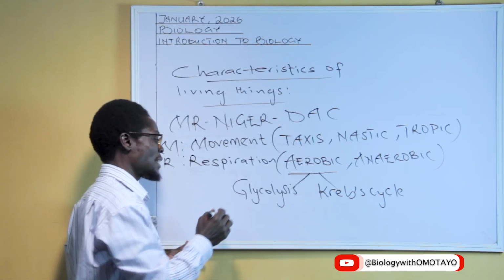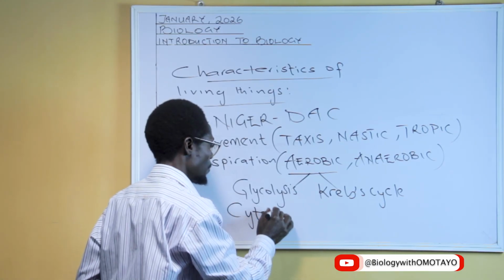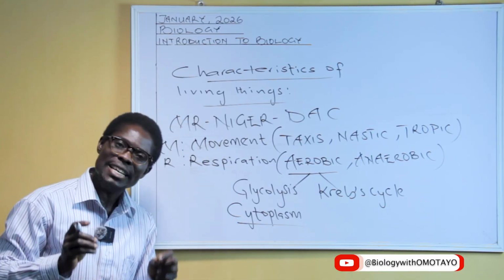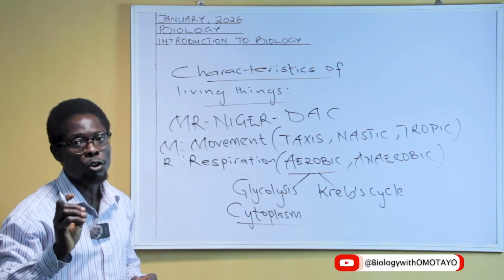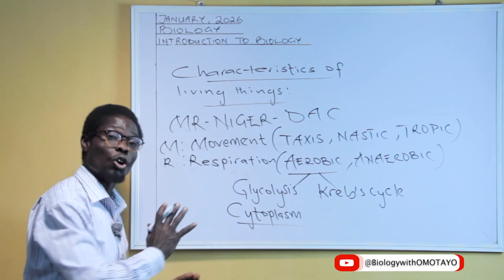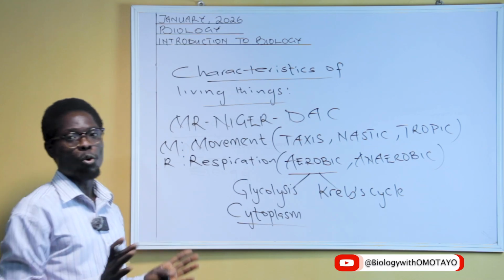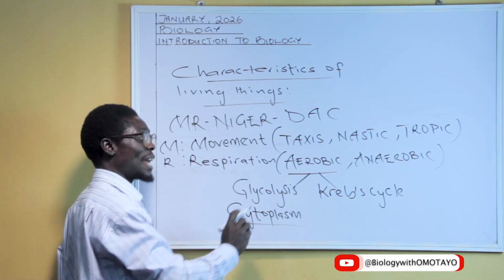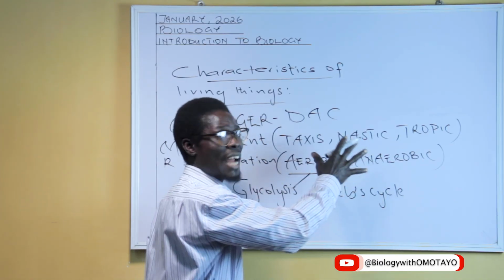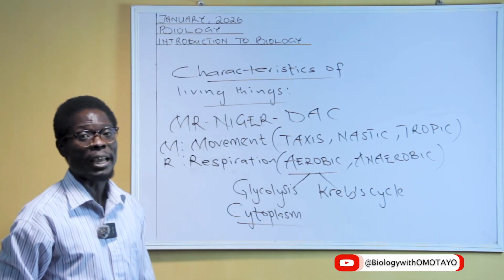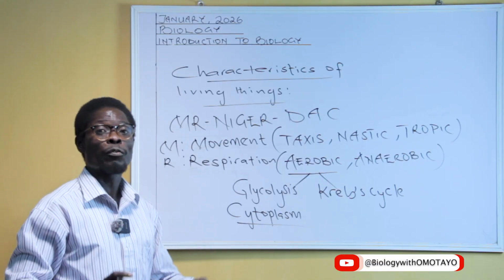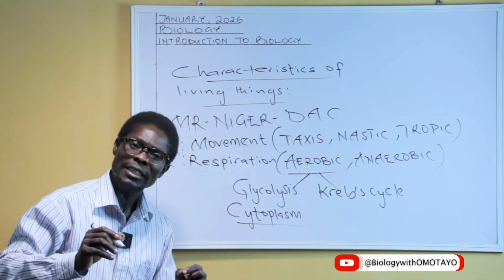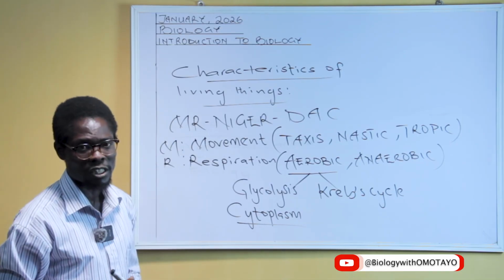Glycolysis takes place in the cytoplasm. It involves the splitting of glucose, which is a 6-carbon sugar, into 2 molecules of 3-carbon sugar. That's all that happens under glycolysis. Now, these 2 molecules of 3-carbon sugar will progress into the Krebs cycle and will be further broken down until we are able to obtain a larger proportion of ATP. ATP is the form in which biological energy is stored in living organisms.